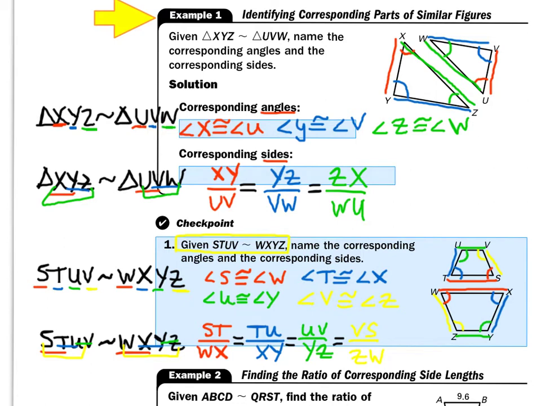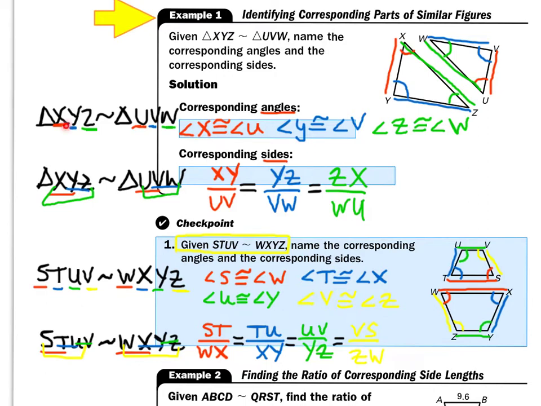And now grab your colors. And with your red, match up the first letters. So the X matches with the U. So I go to angle X and angle U, and I mark those red. And I just write here, angle X is congruent to angle U. Remember, they're exactly the same size.